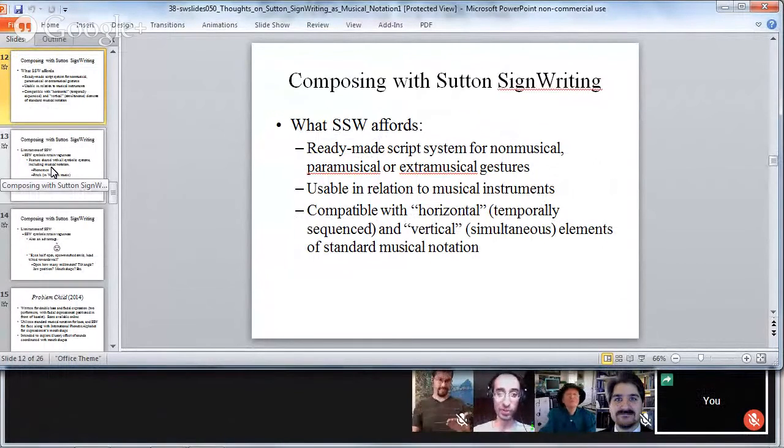So Sutton SignWriting is interesting because it has some unique affordances and limitations as a script system. It is in the context of music. It's kind of like a ready-made script system for non-musical or paramusical or extra-musical gestures that could be used in relation to musical instruments, and that's compatible both with horizontal, which means events based in time, and vertical, meaning things that happen all at once, elements of musical notation, which tend to be very important to composers.